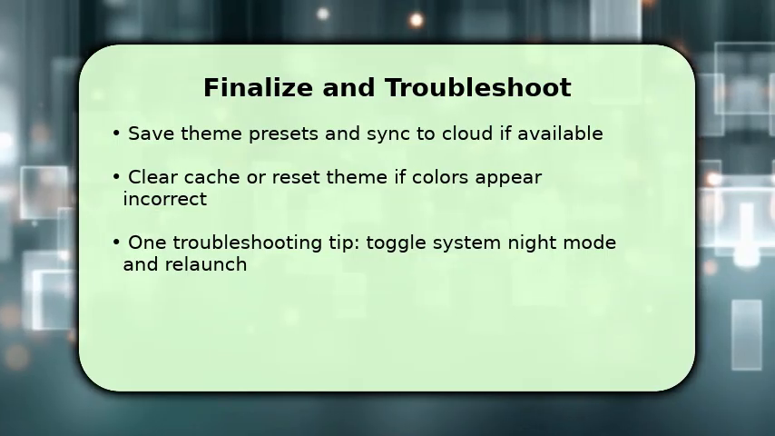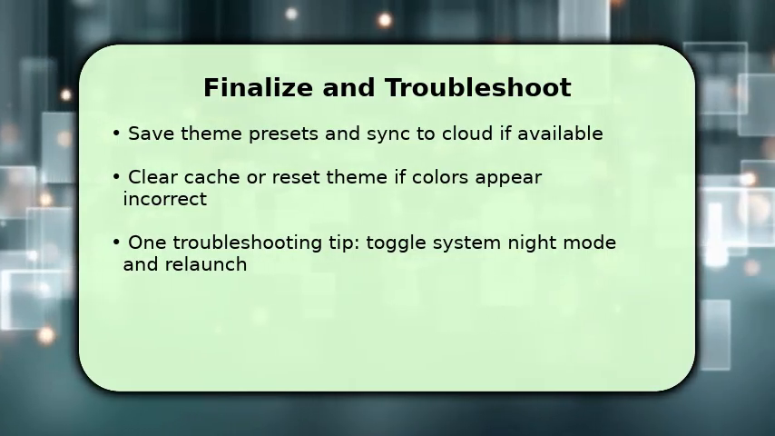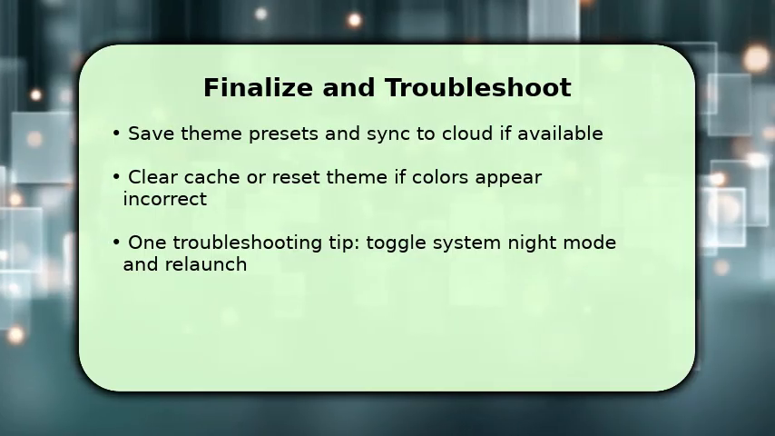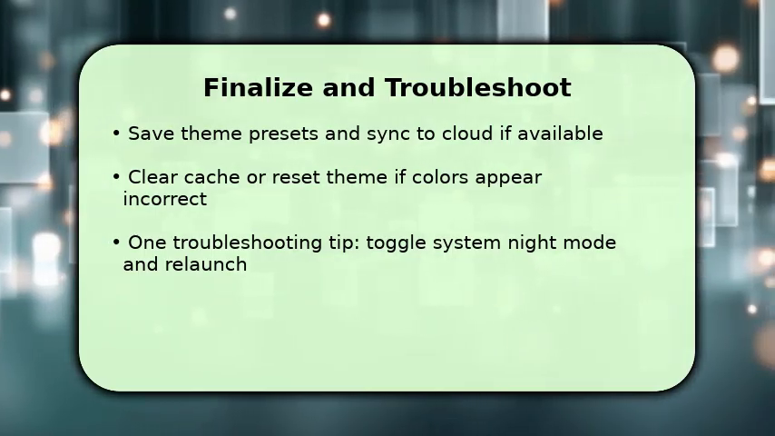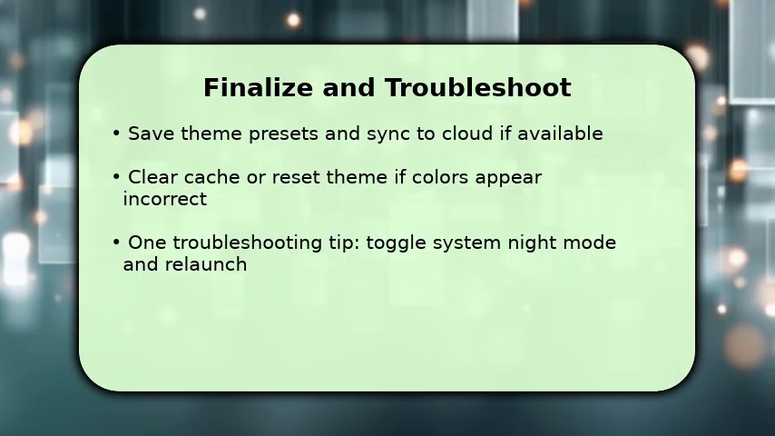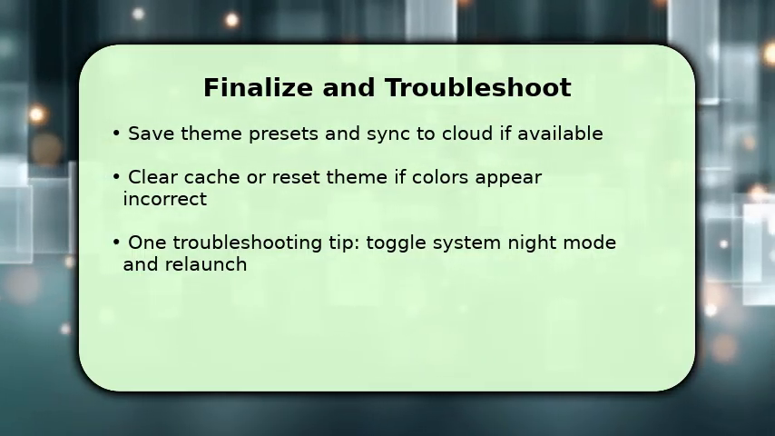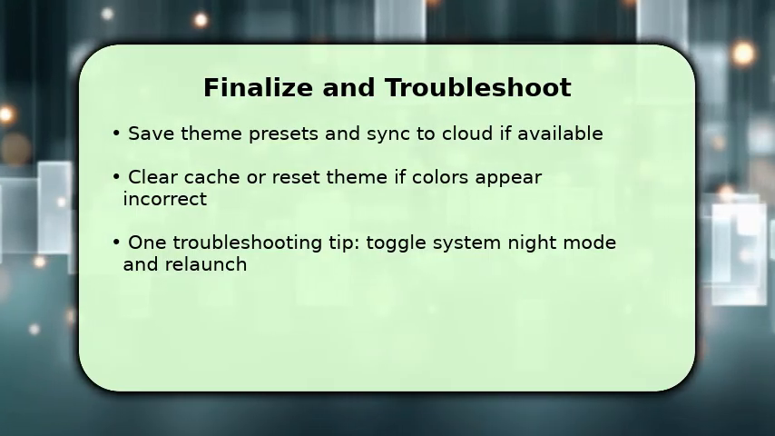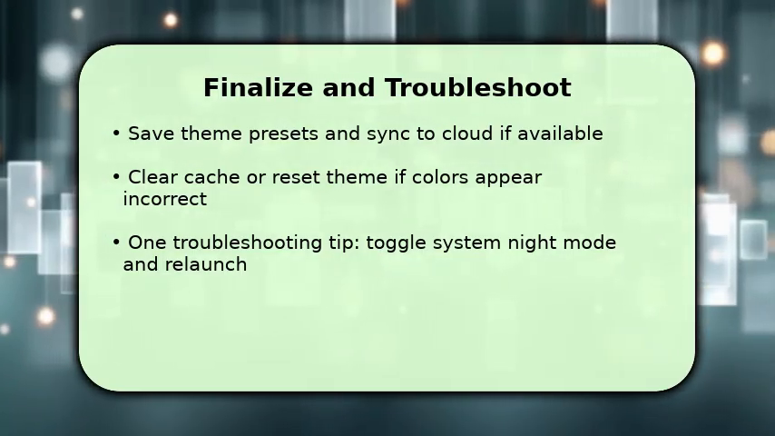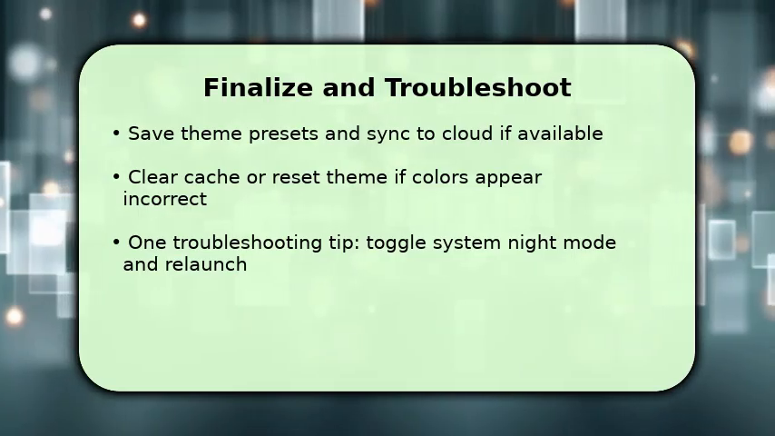If not, open each extension's appearance settings. If colors look wrong, clear the app cache or reset the theme to defaults and reapply your preset. One quick troubleshooting tip: toggle the system night mode off and on, then relaunch the app. This forces a reevaluation of theme resources and often fixes stubborn rendering issues.